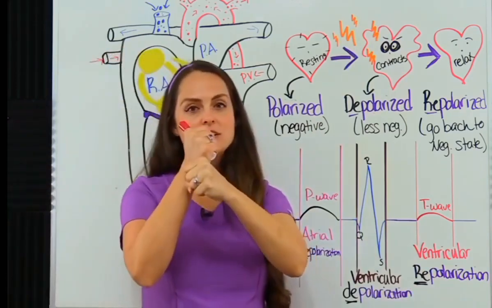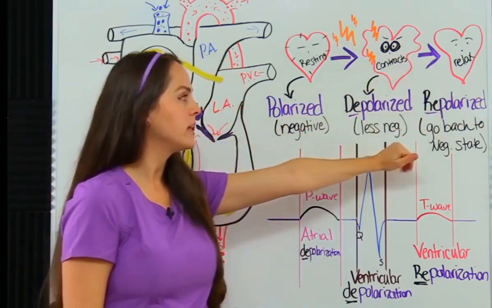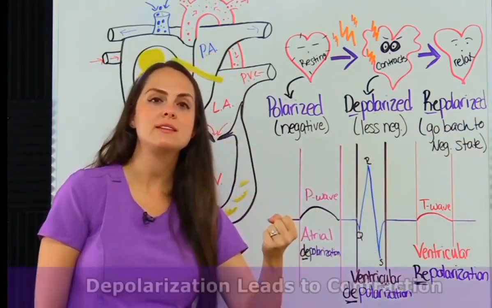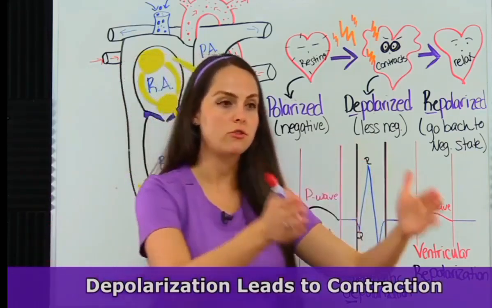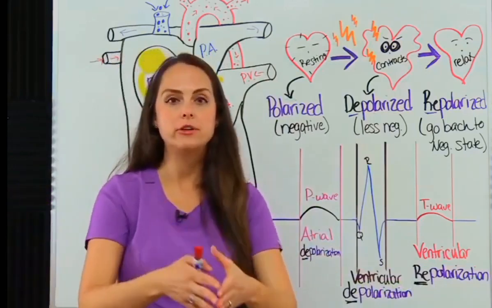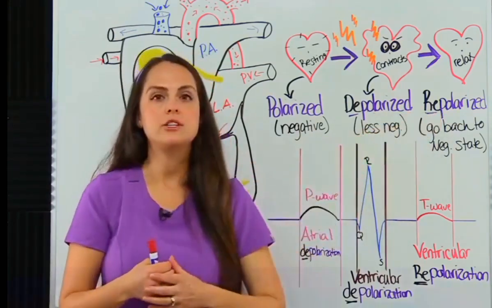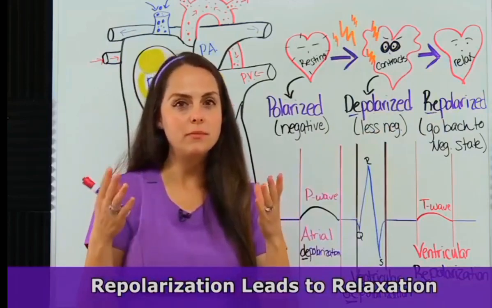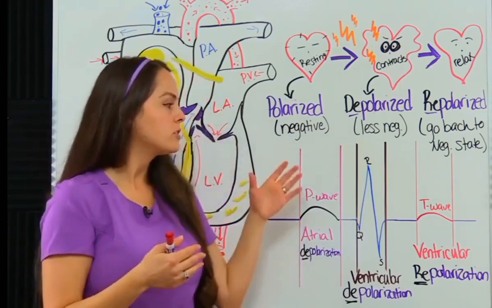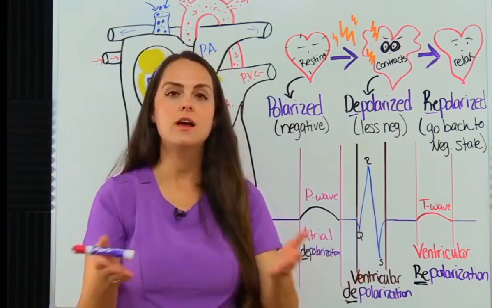The next step after contraction is relaxation. So after we have contraction, it relaxes, we get repolarization, it's going back to its negative state. What you want to take away from this is that depolarization leads to contraction. Whenever I'm saying atrial depolarization, I'm talking about atrial contraction, the contraction of the atria. Whenever I'm talking about repolarization, I'm talking about relaxation. To help you remember that, remember that the word relax starts with RE, repolarization starts with RE. So whenever I refer to ventricle repolarization, I'm talking about the relaxation of the ventricles.